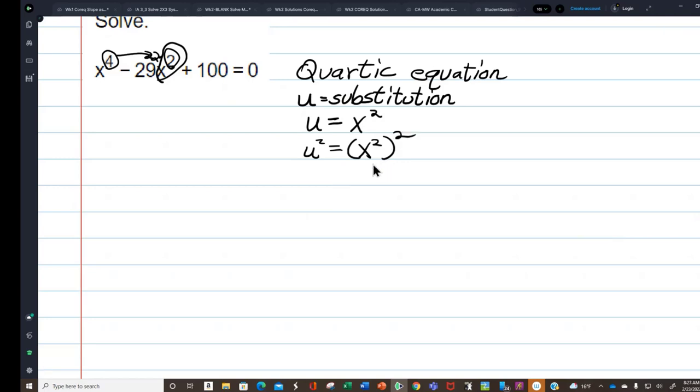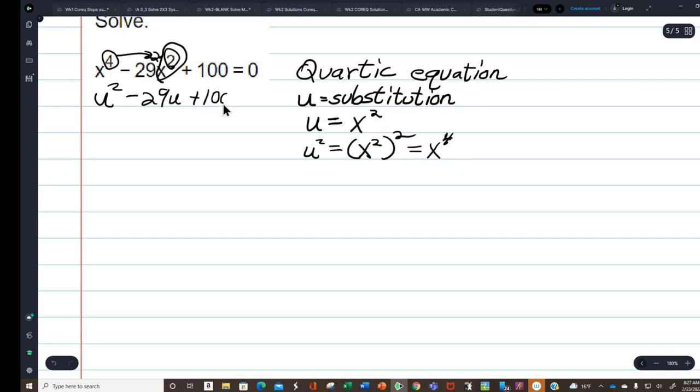There's a rule of exponents here that when you have a base raised to a power and raised to a power again, you multiply the powers. So this is x to the fourth. So u squared is x to the fourth and u is x squared. And I can rewrite this now as u squared minus 29u plus 100 equals zero. This is now temporarily a quadratic equation.